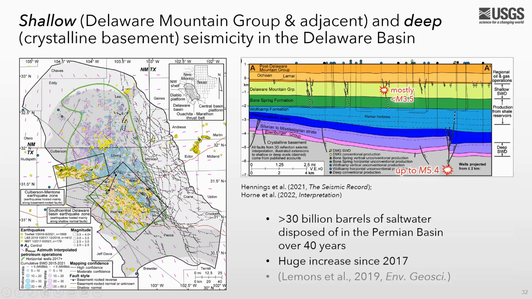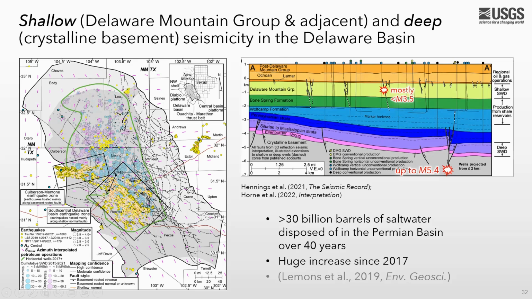It goes, here's A to A prime, so it goes across this northern Reeves County area. And this is to show that shallow saltwater disposal is predominantly happening into two intervals, a shallow one and a deep one, and those happen to be where a lot of the seismicity is concentrated. So, Delaware Mountain Group is one of the intervals where SWD is happening in this area, particularly down here to the south. And there's also the deeper saltwater disposal into the Ellenberger Group and some of the slightly shallower intervals.